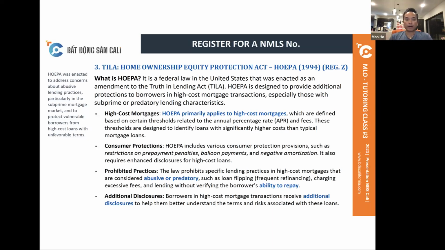HOEPA also prohibits several specific lending practices in high-cost mortgages that are considered abusive or predatory, such as loan flipping. Loan flipping, remember this word, means frequently refinancing. You may have a loan officer say, hey, let's refinance your mortgage, the rate is just dropping from 5.25 to 5.0 right now.